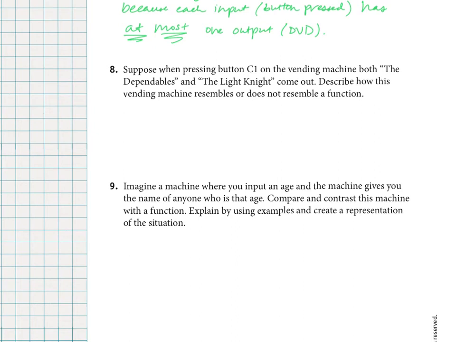It says, suppose when pressing button C1 on the vending machine, both the dependables and the light night come out. It says, describe how this vending machine resembles or does not resemble a function. Okay, I gave you a little bit of a hint before on number 7. Go ahead and see if you can answer this problem. Pause the video and we're going to come back and talk about it.